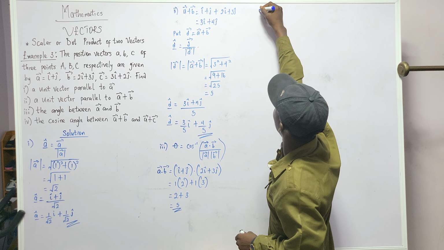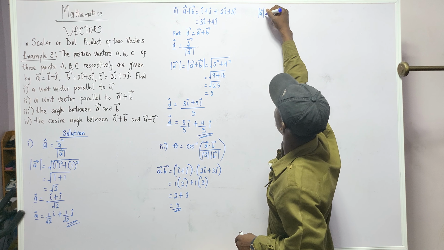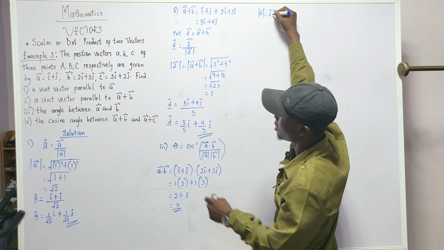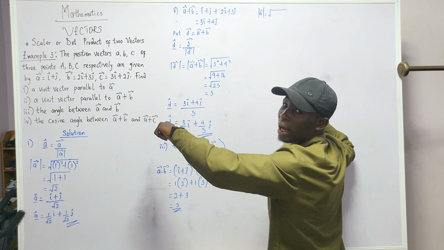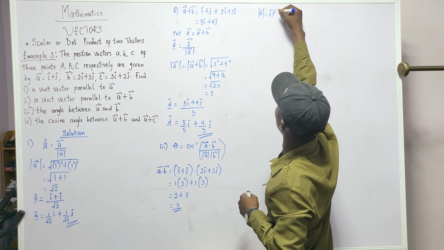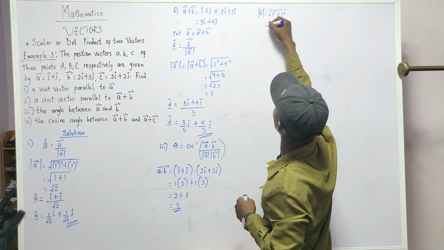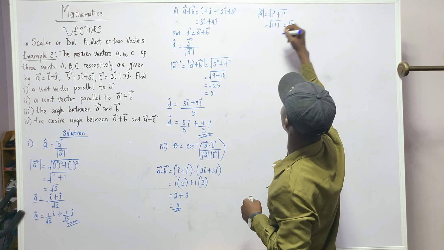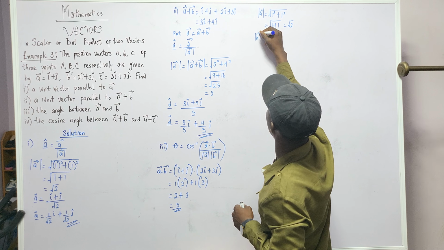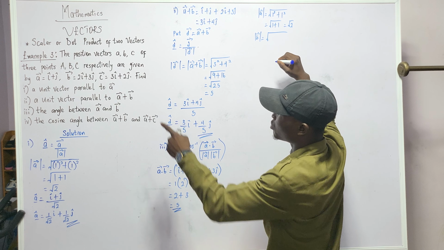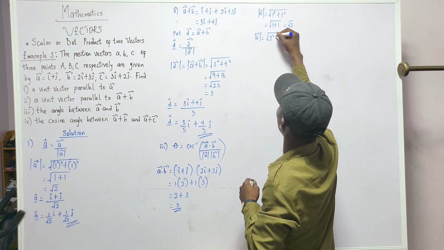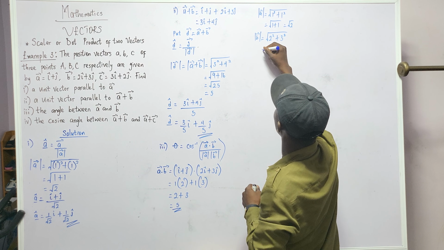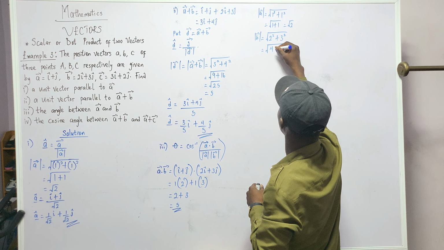Now let's get magnitude of A. Magnitude of A will be square root of, what is A? A is i plus j. So that will be 1 square plus 1 square. So that will be giving us 1 plus 1, that will be giving us square root of 2. For B, what's B? Square root of, what's B? 2i plus 3j. That will be 2 square plus 3 square. So that will be square root of 4 plus 9. And that will be square root of 13.